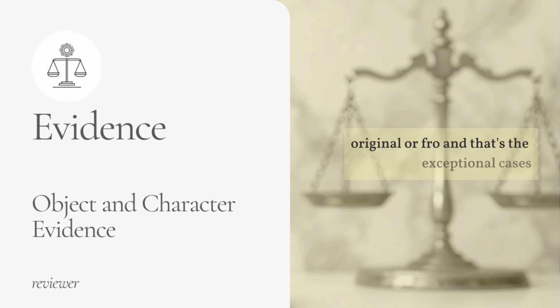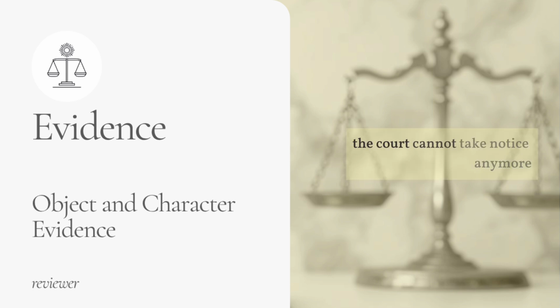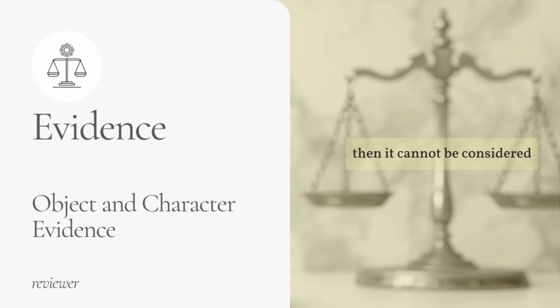And that's the exceptional cases where an exhibit given in pretrial but the lawyer forgot to formally offer it can still be taken notice of, because the general rule is that upon failure to formally offer, the court cannot take notice anymore. But what if it wasn't submitted at all and then it wasn't formally offered? Then it cannot be considered because it was not part of the record at all. It essentially doesn't exist in the world of the proceeding.